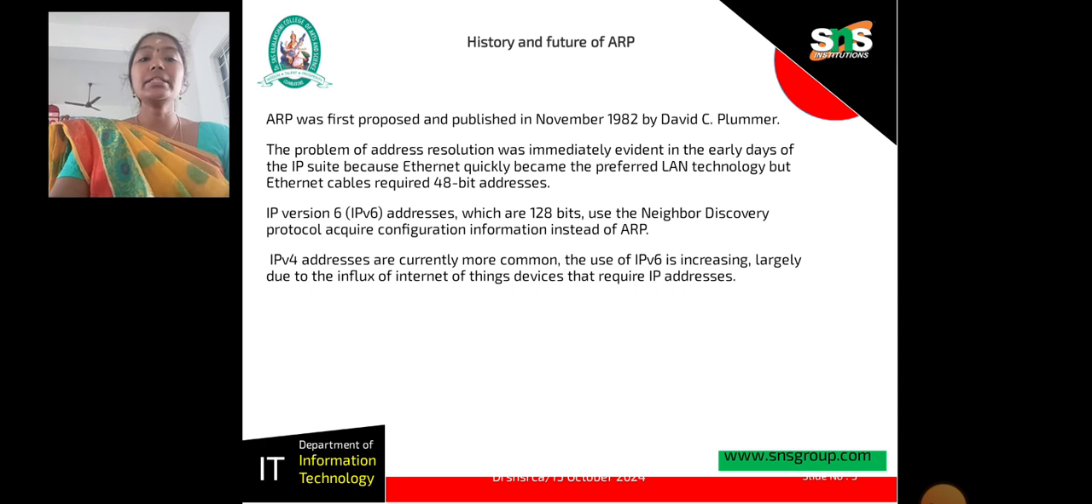In IPv6, which uses 128-bit addresses, the Neighbor Discovery Protocol takes over the role of ARP. So currently in Ethernet we are using IPv6. IPv4 addresses are commonly used in local area networks, but if usage is high, we will use IPv6.